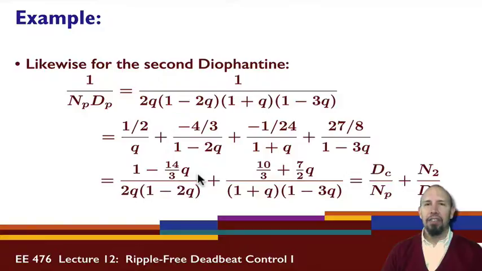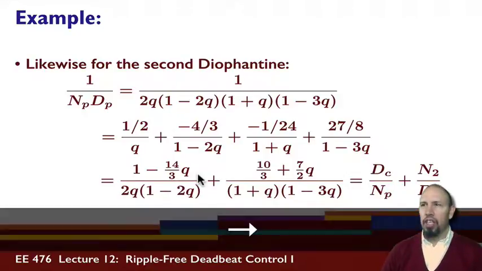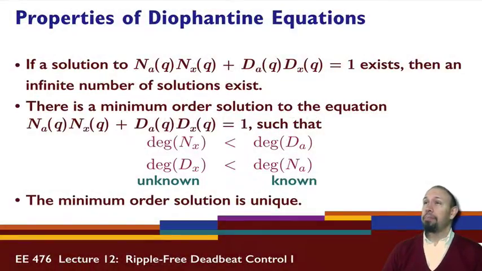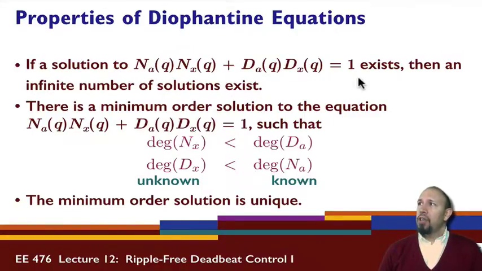This is the second Diophantine equation. So we're good. We have solutions to all 4 Diophantine equations, and in fact, these are the minimum order solutions. Okay, we have the minimum order solutions. It turns out that if a solution to a Diophantine equation exists, then there's an infinite number of solutions to that same equation.